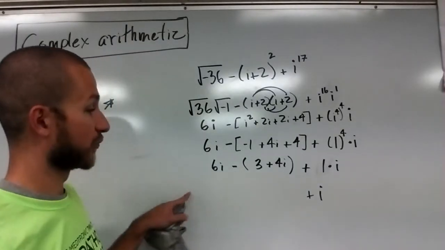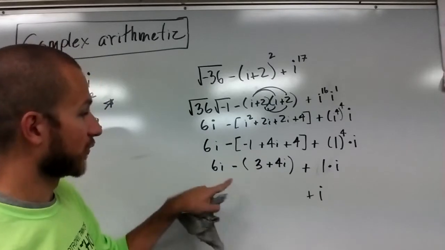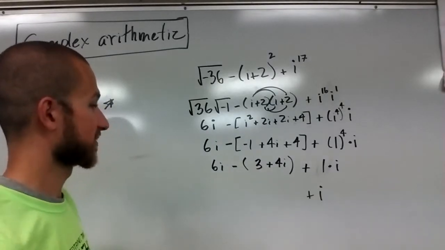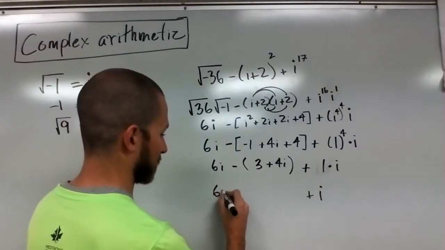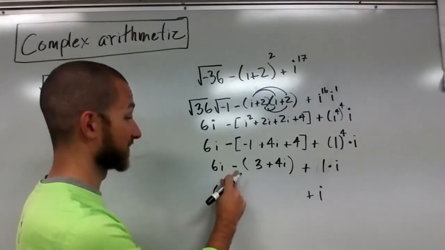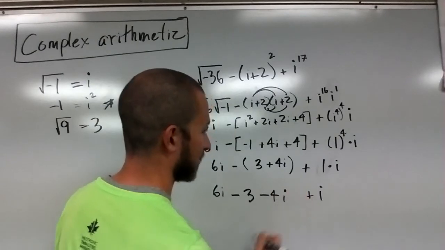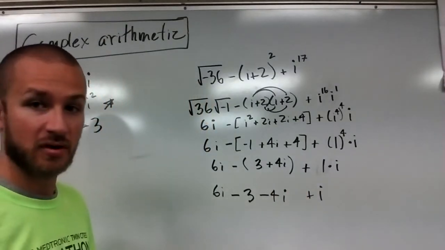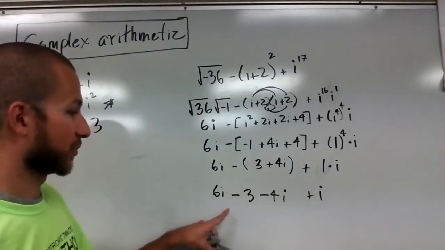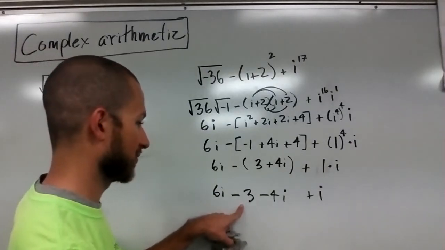Alright, now to simplify, we combine all these things. We only have either i's or numbers. So I have 6i. I'm going to distribute this minus here: minus 3, minus 4i, plus i. And now combine all the like terms. So all the plain old numbers, we get negative 3. That's actually it.